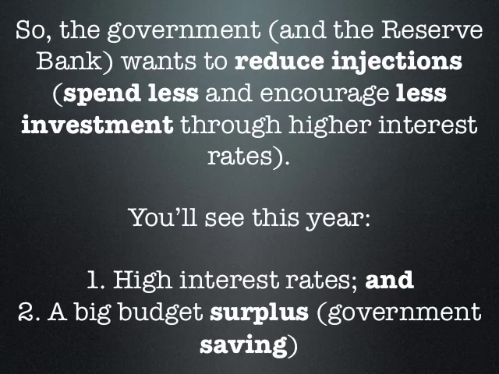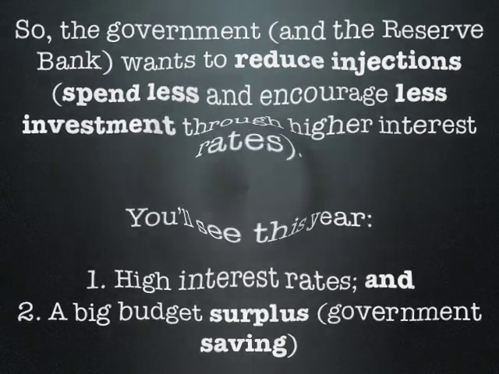Could be rising. Right? So the government and the Reserve Bank, they want to reduce the injections. They want to spend less, encourage less investment through higher interest rates. So what you're going to see this year, you're going to see high interest rates and a big budget surplus. The government is going to save money. They don't want more spending.